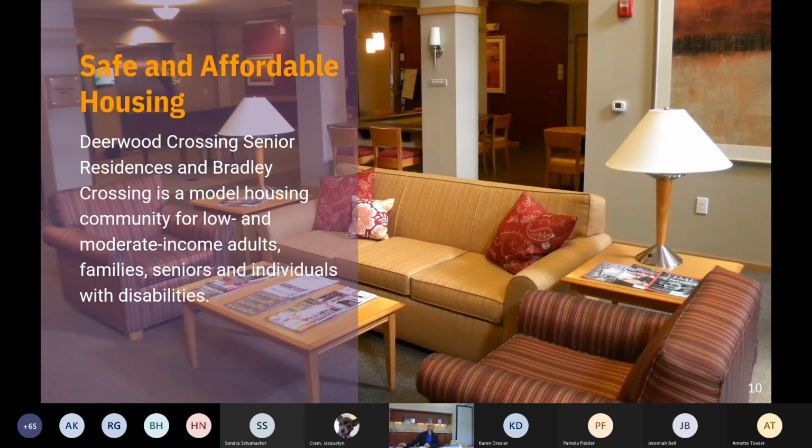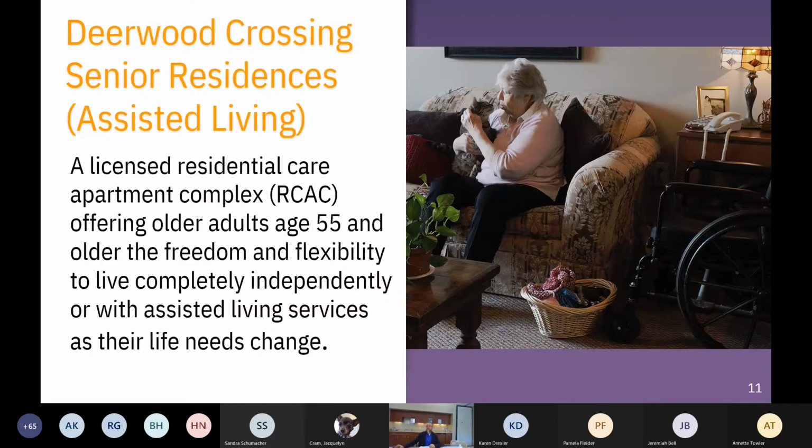Then we also run housing. We have safe and affordable housing at Deerwood Crossing for senior residents, and Bradley Crossing. Deerwood Crossing for senior residents is assisted living. And again, that's another opportunity for us as we look at our MC3 values. It was actually one of the first NIATx projects that I led here at the agency, which I'll talk about in a moment, looking at some things that were going on with Deerwood Crossing.